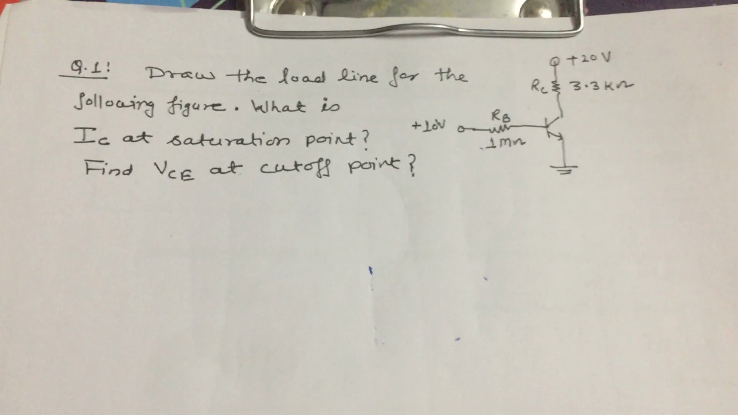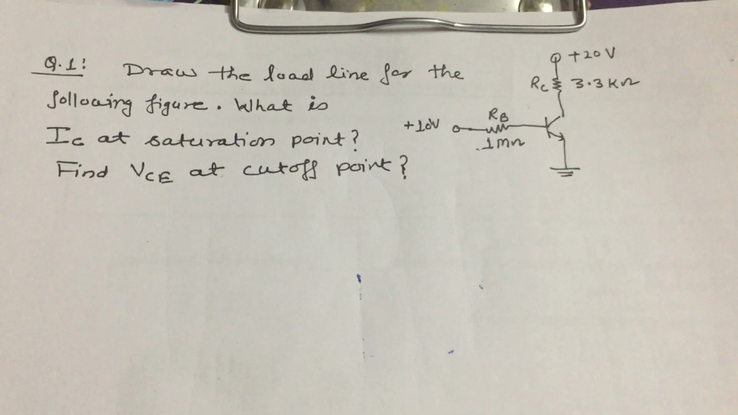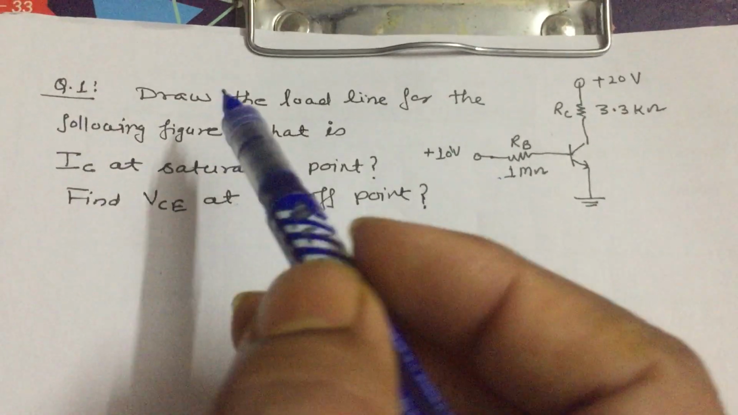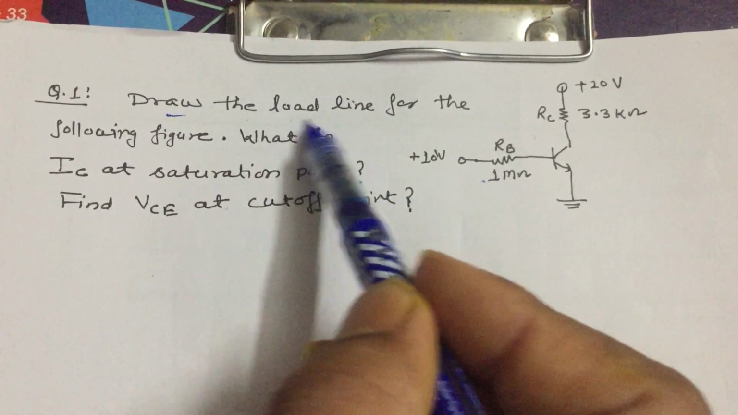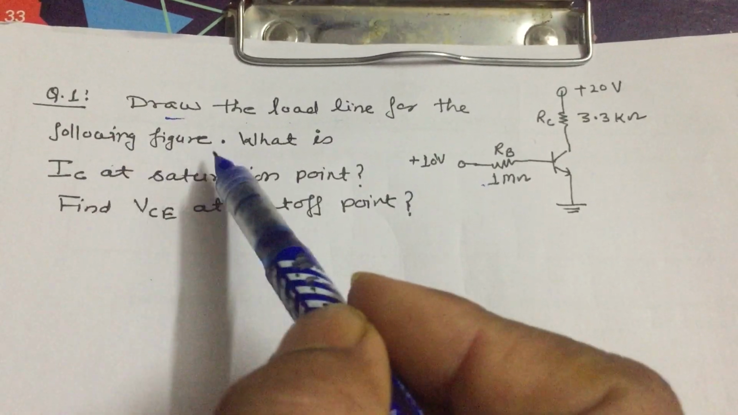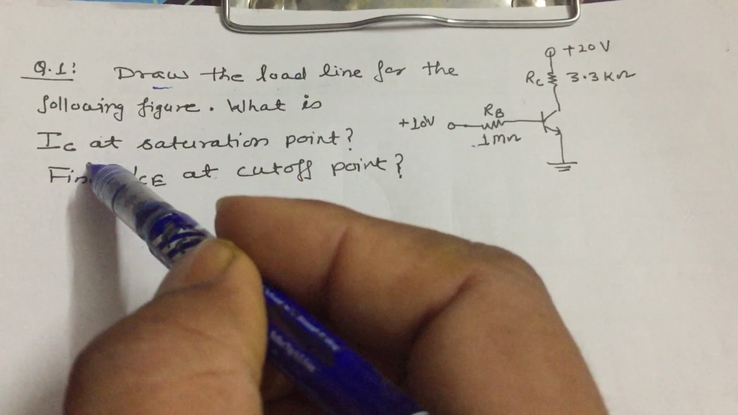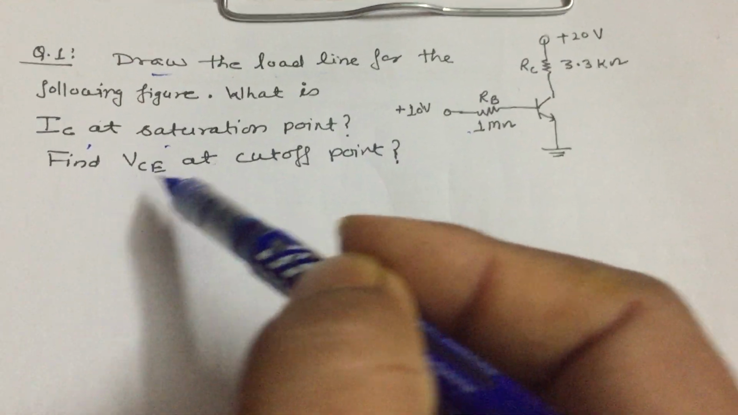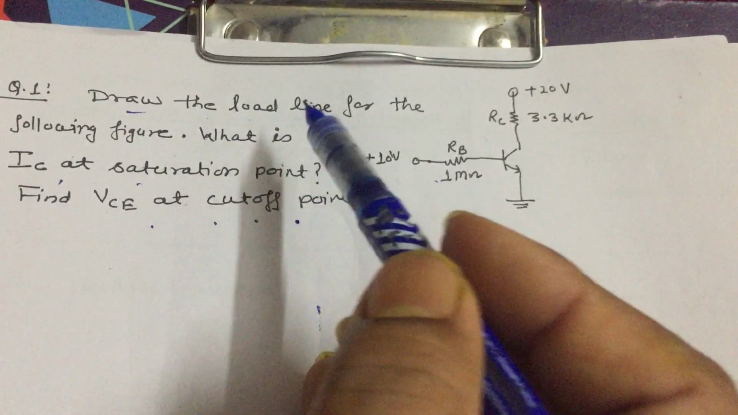Now in this class we do some numerical exercise based on DC load line. So here is a problem. In this problem, the question is: draw the load line for the following figure. Here is a figure, and we also have to calculate IC at the saturation point and VCE at the cutoff point. So first we draw the load line.